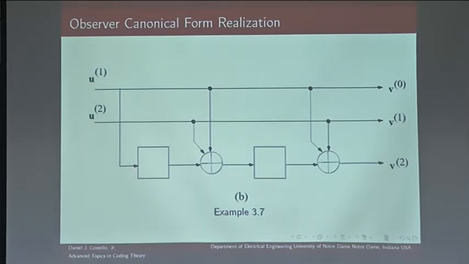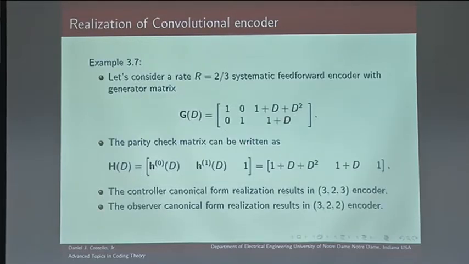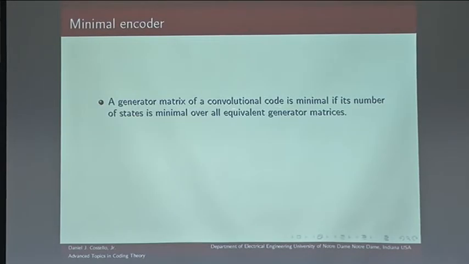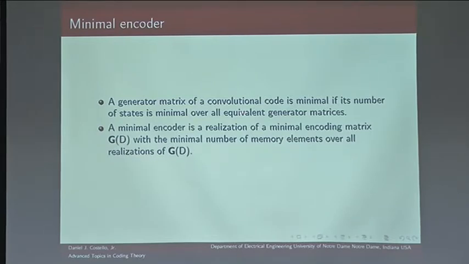Some of these encoder realizations are easier. Here's the generator matrix, and it generates a particular code. But there are different ways of realizing the generator matrix. One realization gives you 8 states, the other realization gives you 4 states. A generator matrix is minimal if its number of states is minimal over all equivalent generator matrices. But a particular generator matrix can have different realizations, like these 2 we just showed.